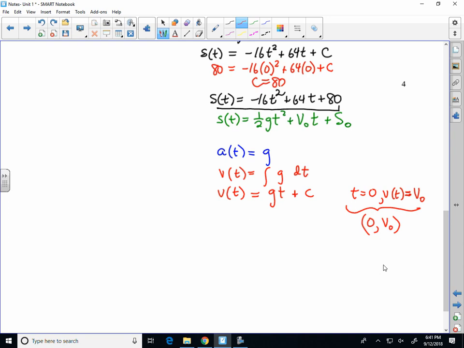All right? So then when you plug that in, you would have v of t becomes VO, g times 0 plus c, making your c equal to VO. So when all is said and done at this point, you get v of t equal to gt plus VO. And that's a variable velocity formula for a free-falling object. You have some velocity that's impacted by the product of gravity and the amount of seconds that have passed.